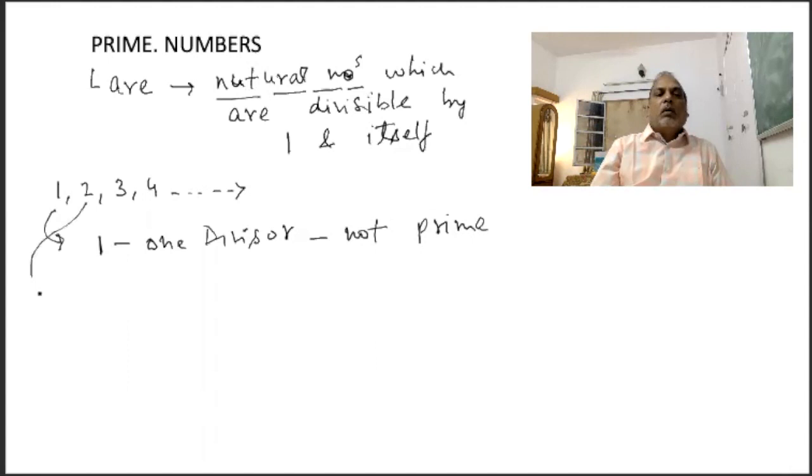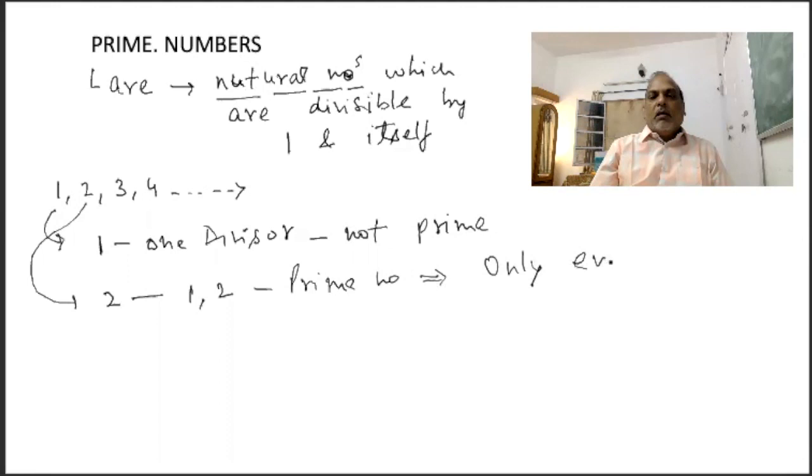What about 2? 2 has 1 and 2, these two divisors. So it is a prime number. And let me tell you, 2 is the only even prime number. Like 3, it has 1 and 3. So it is a prime number.